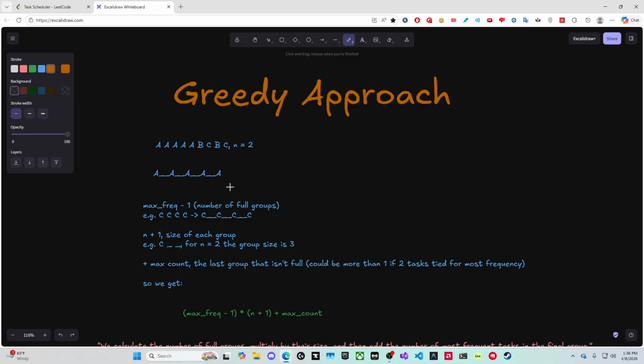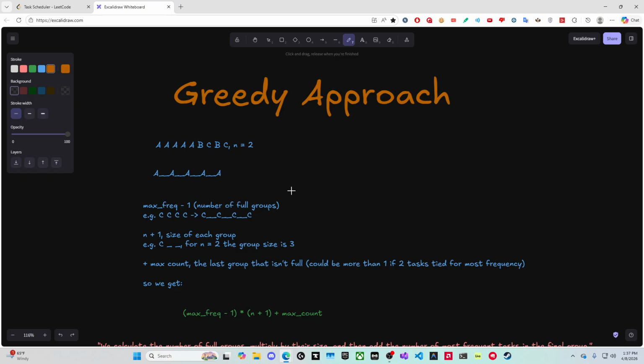So the idea is this, okay? We're going to take the max frequency and subtract by 1, okay? The max frequency really is how many groups do we have, right? So if A is 5 and we do 5 minus 1, we're going to have 4, which makes sense because we have 4 groups, right? We have a group here, we have a group here, we have a group here, and we have a group here. So there's 4 of these groups, right? So when we take the most frequent element, which is A, and we subtract 1, we get 4, right?